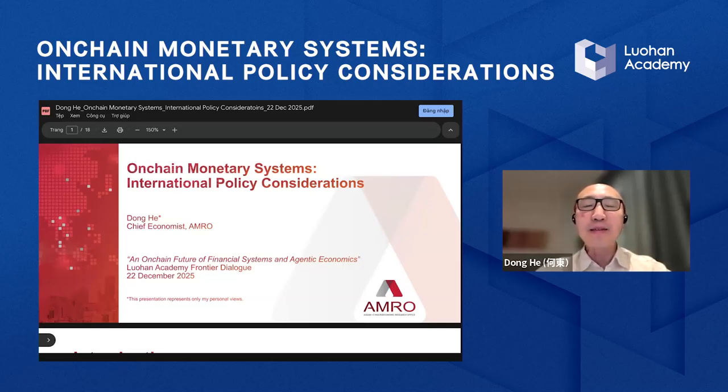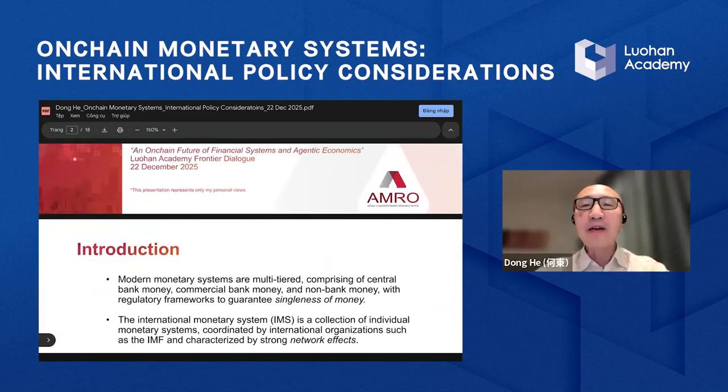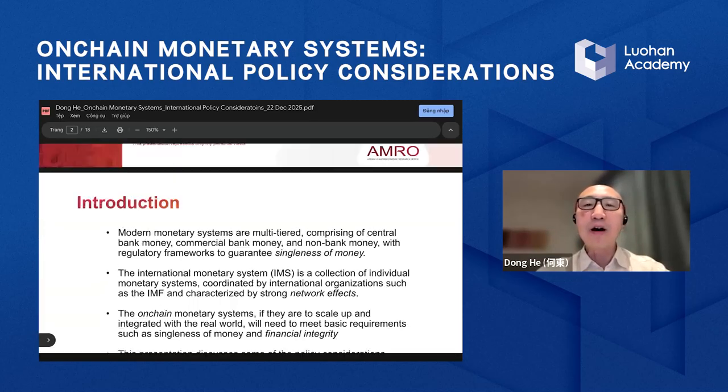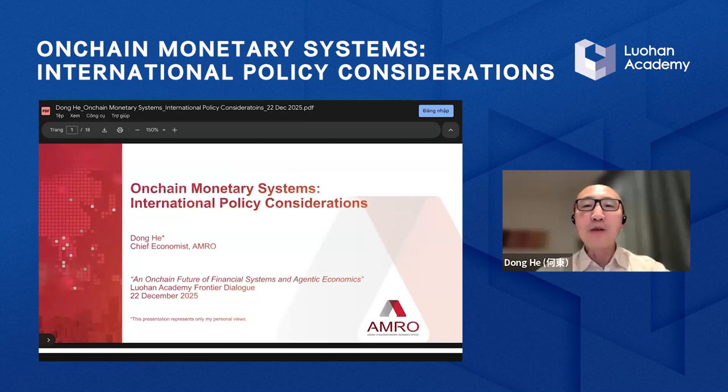AMRO is really the ASEAN Plus 3 Macroeconomic Research Office. It's a mini IMF in Asia. So this started about 15 years ago. As some of you recall, there was this idea to create an Asian Monetary Fund. Of course, that idea didn't pan out, but we started the surveillance function. So now we have an organization that's very much modeled on the IMF in Asia for surveillance. So I'm continuing the work here, and we have a group of people who are interested in on-chain monetary systems.